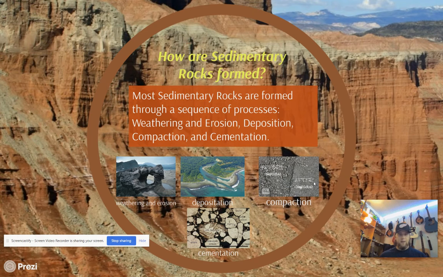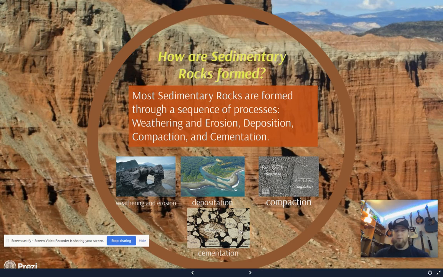So that is the process of getting a sedimentary rock. It has to be weathered and eroded. It has to be deposited somewhere. Those layers have to be compacted. And then there has to be a cementation to bring the rock together as one. And so that's the progress or process that we have.